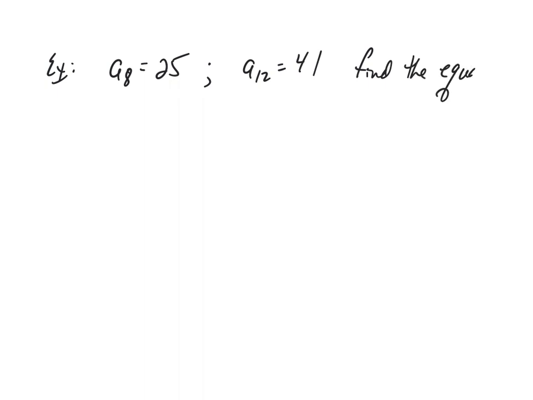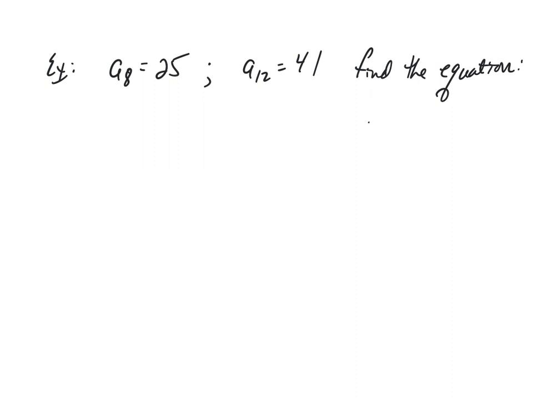But this time, instead of giving you the terms of a sequence, what I'm going to do is tell you the 8th term of a sequence, and I'm going to tell you the 12th term of a sequence. And again, what I'm going to ask you to do is, I'll just abbreviate it, find the equation. So how would I find the equation for this sequence given these two pieces of information?